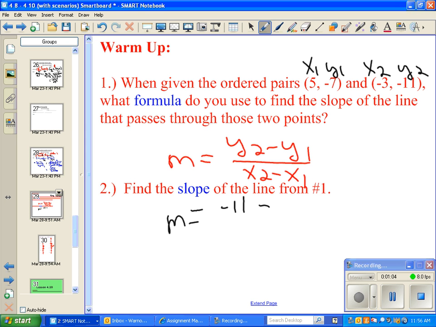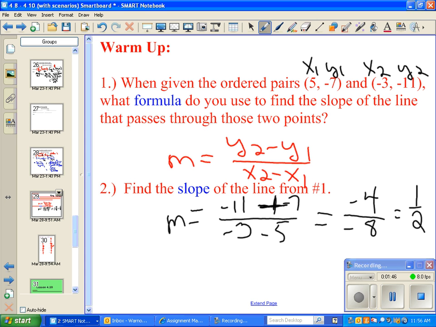Negative 11 minus negative 7 over, good, minus 5. Two negatives make a big mama plus. Okay, what does that give you then, Megan? Again, what? Negative 11 plus 7? Good, okay. Negative 4 over, what did you say? Good, over negative 8, reducing to what, Zoe?